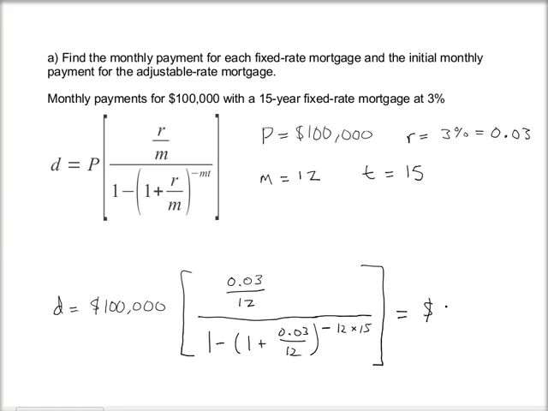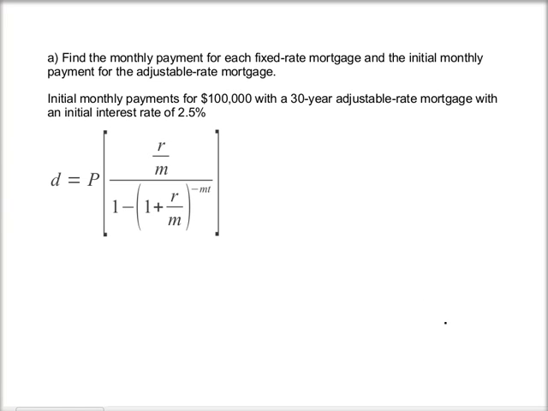If I do that, I'm going to get $690.58 for my monthly payment. So the monthly payment for the 15-year mortgage is a lot higher than the one for the 30-year mortgage. And we've still got to look at the adjustable rate mortgage, so we'll do that over here.